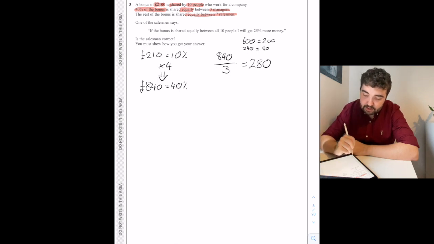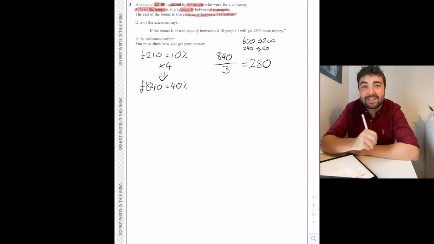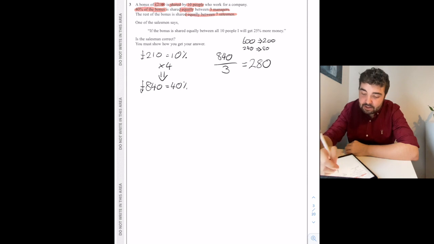Okay. So, shouldn't write equal signs. Let's pop some arrows in there. Anyway, so £280 per manager. Awesome.